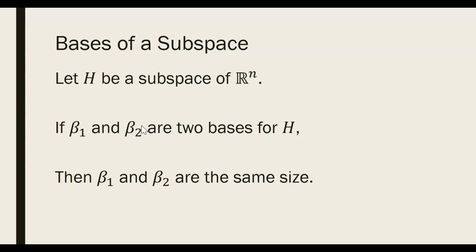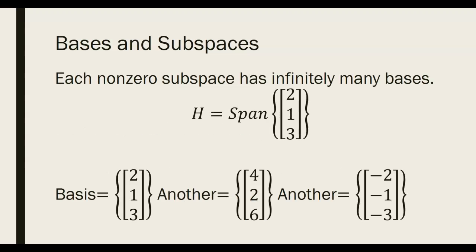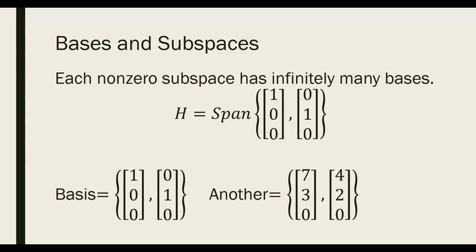All right, and you could have seen that in our two examples, right? In our two examples, when I had 2, 1, 3 as a basis, notice the other bases that I chose also had a single vector. In this example, we have a basis 1, 1, 0, 0, 0, 1, 0. So there were two vectors in that basis. The other basis I gave you also had two vectors.